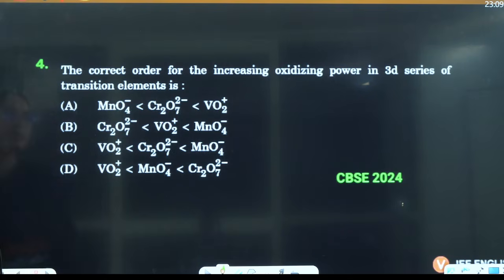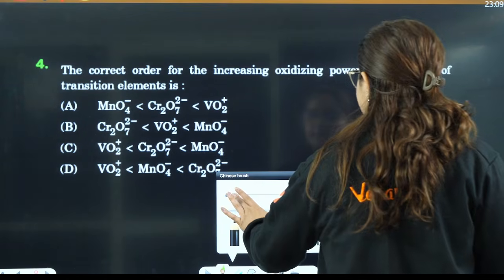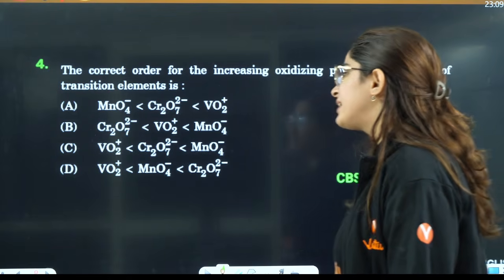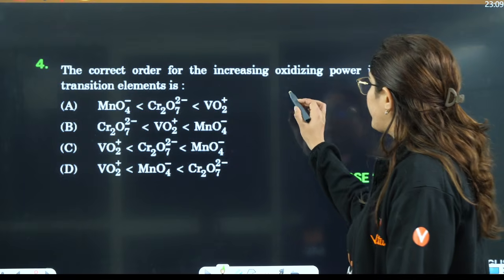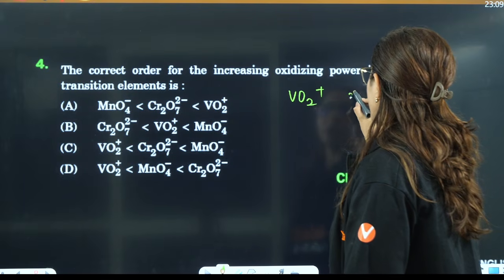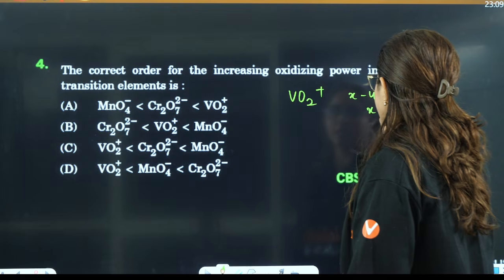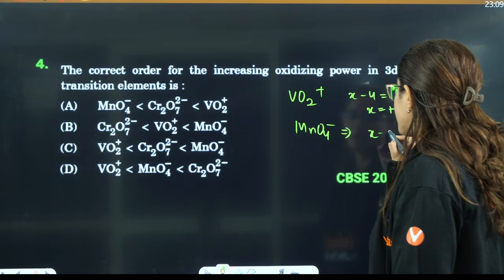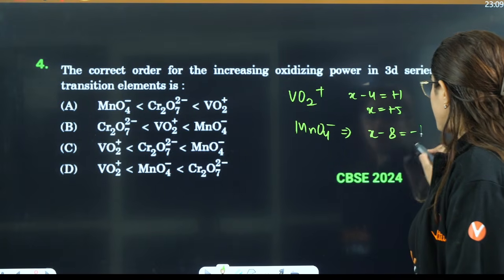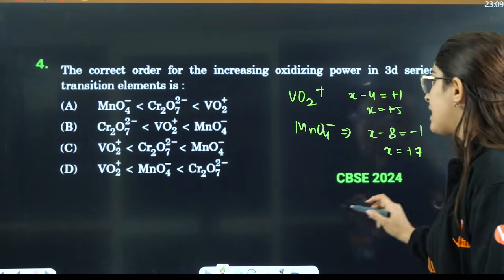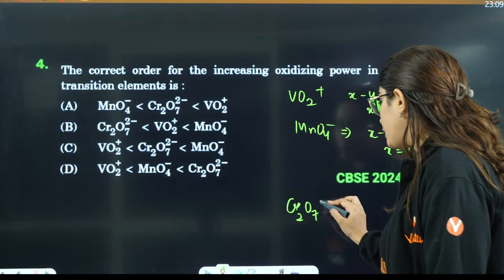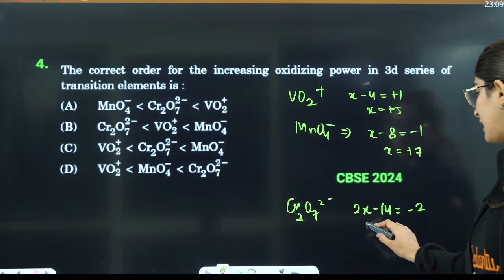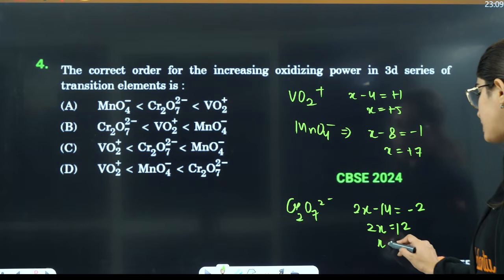Okay. Next is the correct order of increasing oxidizing power in 3D series of transition element. 3D series. So in 3D series, what exactly happens? If you talk about VO2 positive, this is going to be x minus 4 is equals to plus 1, that is x is equals to plus 5. In MnO4 negative, this is going to be x minus 8 is equals to minus 1, that is x is equals to plus 7. And what about Cr2O7 2 negative, that is going to be 2x minus 14 is equals to minus 2, that is 2x is equals to 12, that is x is equals to plus 6.